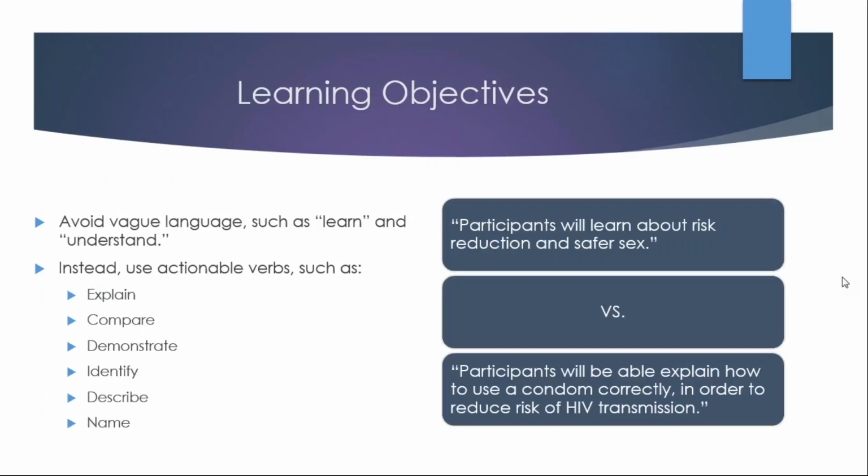Sometimes abstracts require learning objectives. This is not always required for poster presentations, but even if it's not required, it's good to think about. So you want to know, what do you want the audience to learn? When they are required and you do have to write them out, you want to avoid vague language and use actionable verbs such as explain, demonstrate, describe. We have some examples on this slide that are helpful.